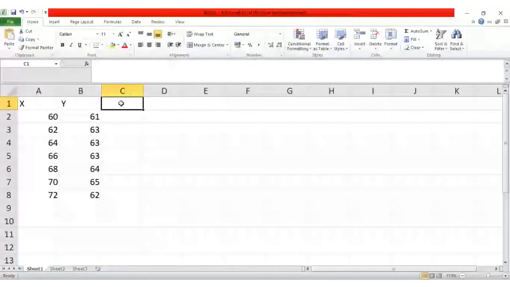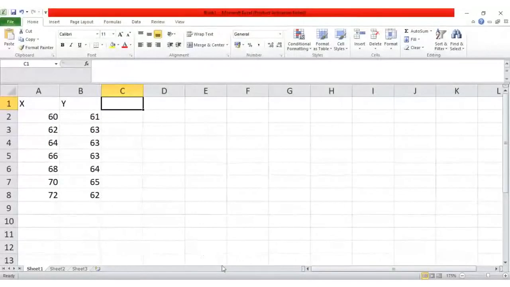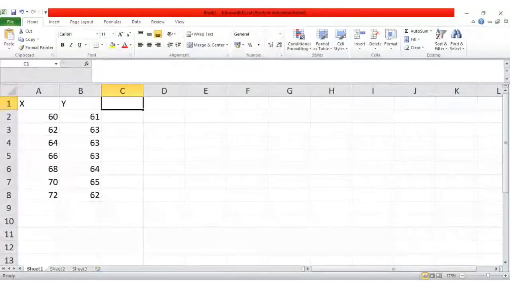The screen is not visible by the way. Is it visible? Not yet, sir. Now it's loading. Okay, yes, sir, it is visible now. Okay, so these are the values, students.